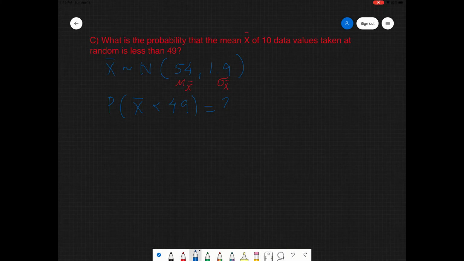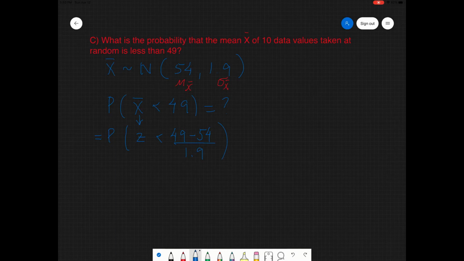In order to compute this probability, we know that we are working with x bar distribution, which is normal. What we're going to do, we're going to convert the values, the scores, to the standard normal distribution. Therefore, we want to compute this probability, which is the same as the probability that converting the x bar values to z values, the standard normal distribution, we have that the z value is less than the z value of 49. Now, the z value of 49 is 49 minus the mean, which is 54, divided by the standard deviation of the sampling distribution, which is 1.9.